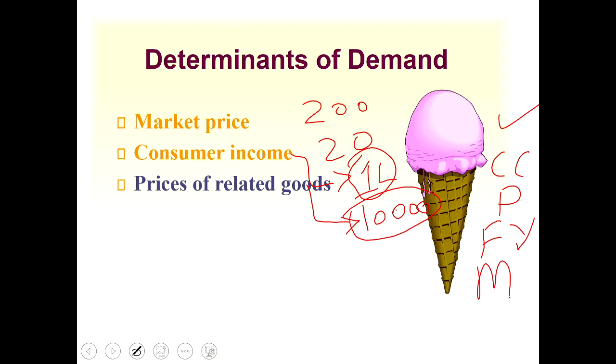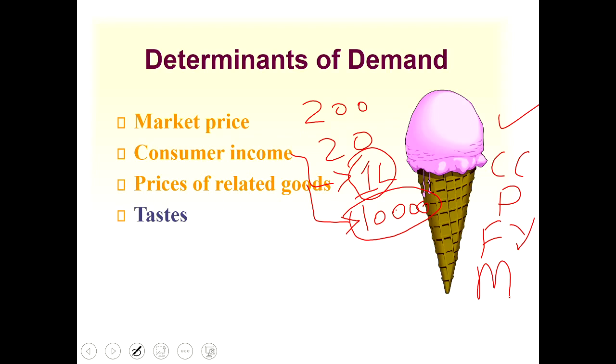So if the price of these substitutes is lower, then you would prefer these substitutes instead of eating an ice cream. But we also have complements. We will discuss substitutes and complements in further slides. Anyway, so we have these three determinants of ice cream. After that, we have tastes.